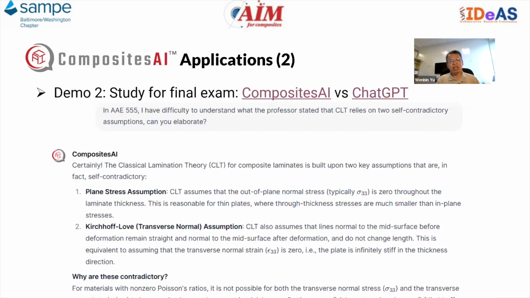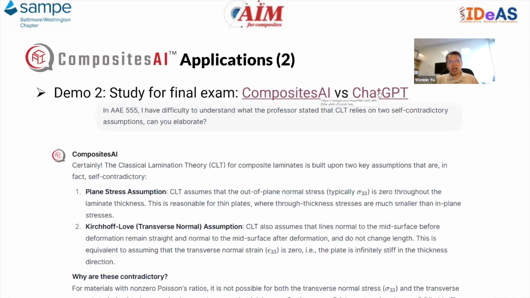One is the plane stress assumption. Remember the Q matrix, that's a plane stress reduced constitutive stiffness matrix. Then you have the Kirchhoff assumptions, which is essentially a plane strain assumption. And plane stress and plane strain cannot coexist except when the Poisson's ratio goes to 0. Otherwise, even for isotropic material, you will not have plane stress and plane strain going together.